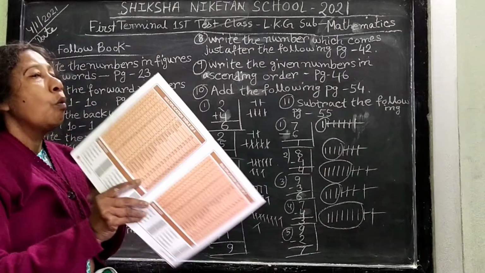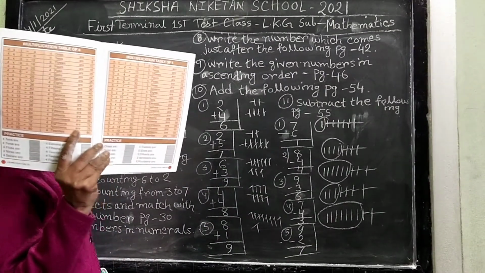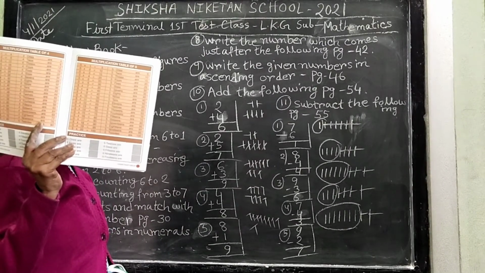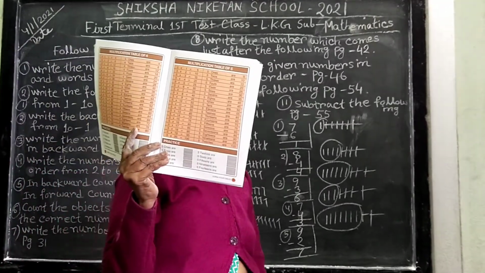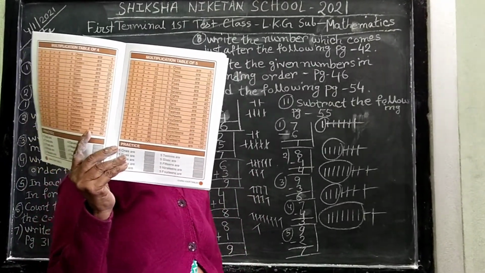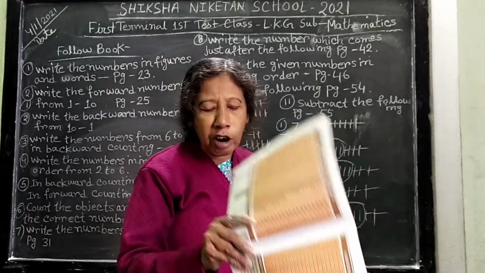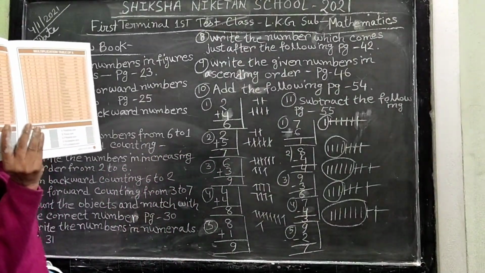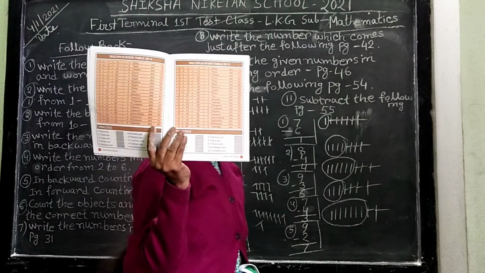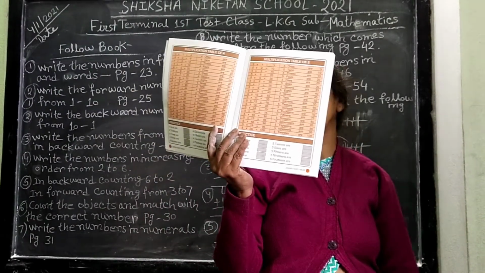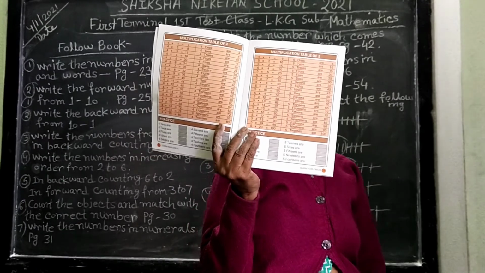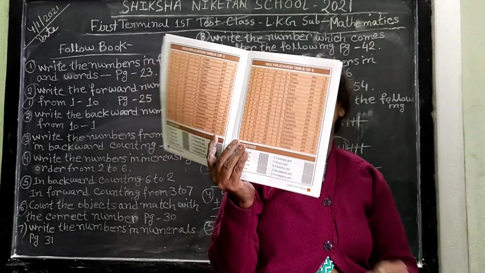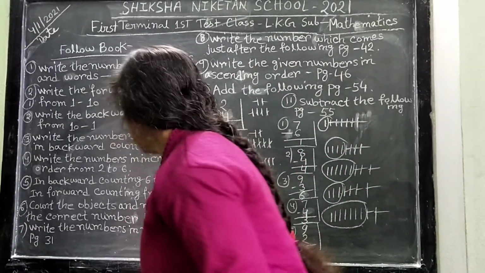Table 4. 4 1 ja 4, 4 2 ja 8, 4 3 ja 12, 4 4 ja 16, 4 5 ja 20, 4 6 are 24, 4 7 are 28, 4 8 are 32, 4 9 are 36, 4 10 are 40. Table 5. 5 1 are 5, 5 2 are 10, 5 3 are 15, 5 4 are 20, 5 5 are 25, 5 6 are 30, 5 7 are 35, 5 8 are 40, 5 9 are 45, 5 10 are 50.